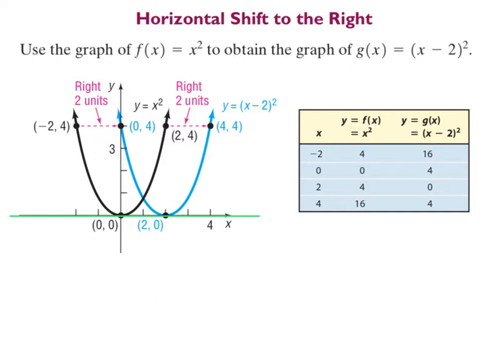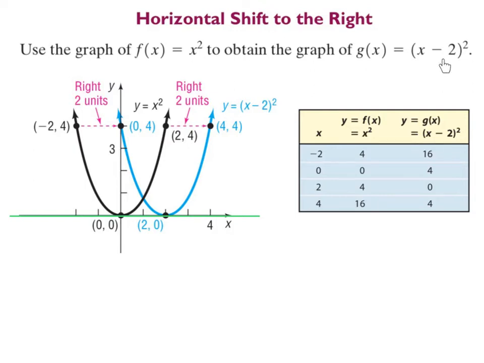Also, what's important, at least the way that I think about it, is that if I'm going to manipulate the x mathematically, it's going to go the opposite of what my intuition would tell me. So remember when we did vertical shifts, we either added or subtracted, so we either went up or we went down. It's pretty straightforward. When I manipulate the x, it's backwards.